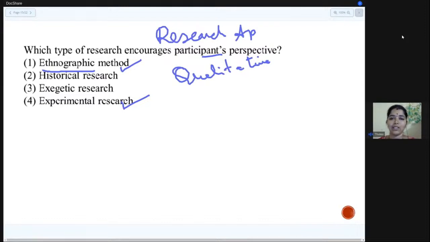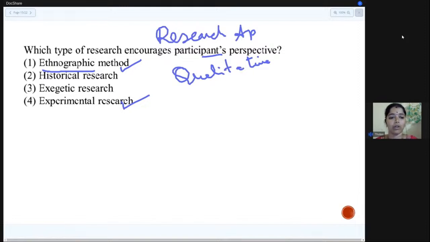In experimental research, think of a science experiment: can we take each one's perspective into consideration? Will that give a unique answer? Definitely not. An experiment is common for everybody. This amount of solution mixed with this amount of solution should give the same result for everybody, not a different composition. Yes or no? So that we call experimental research, where the participant's perspective should not be taken into consideration. In ethnography, I consider each and every person in that village. So that we call ethnography.